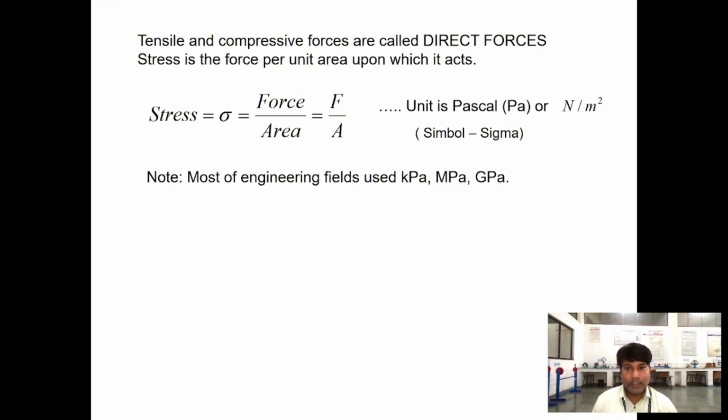Sometimes it is also called resisting force upon area, or force upon resisting area. The unit for stress is Newton per meter square. Sometimes it is also called Pascal. We will see that tensile and compressive are called direct. Whatever force is acting on the component, that is called tensile and compressive force. That is also known as direct forces. In most of the engineering field, we can go for kilopascal, megapascal, and gigapascal. So these are the basics of stress.